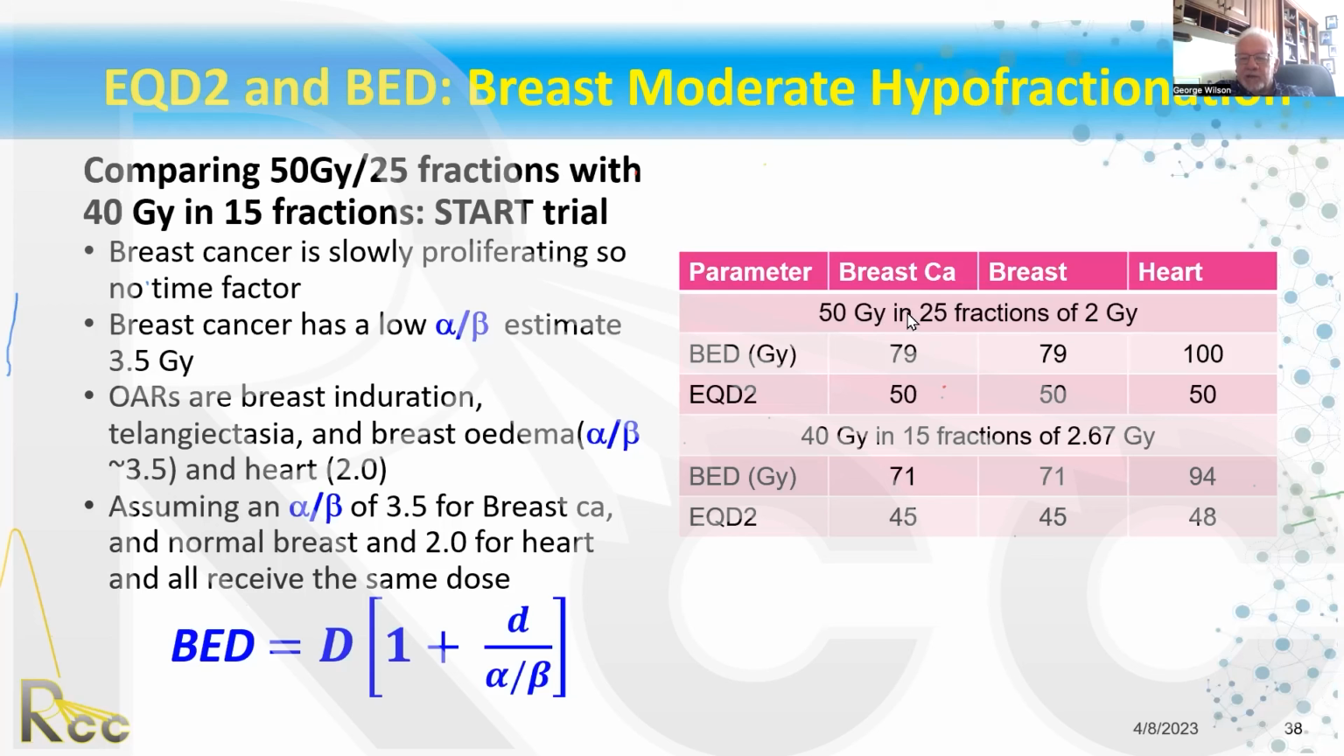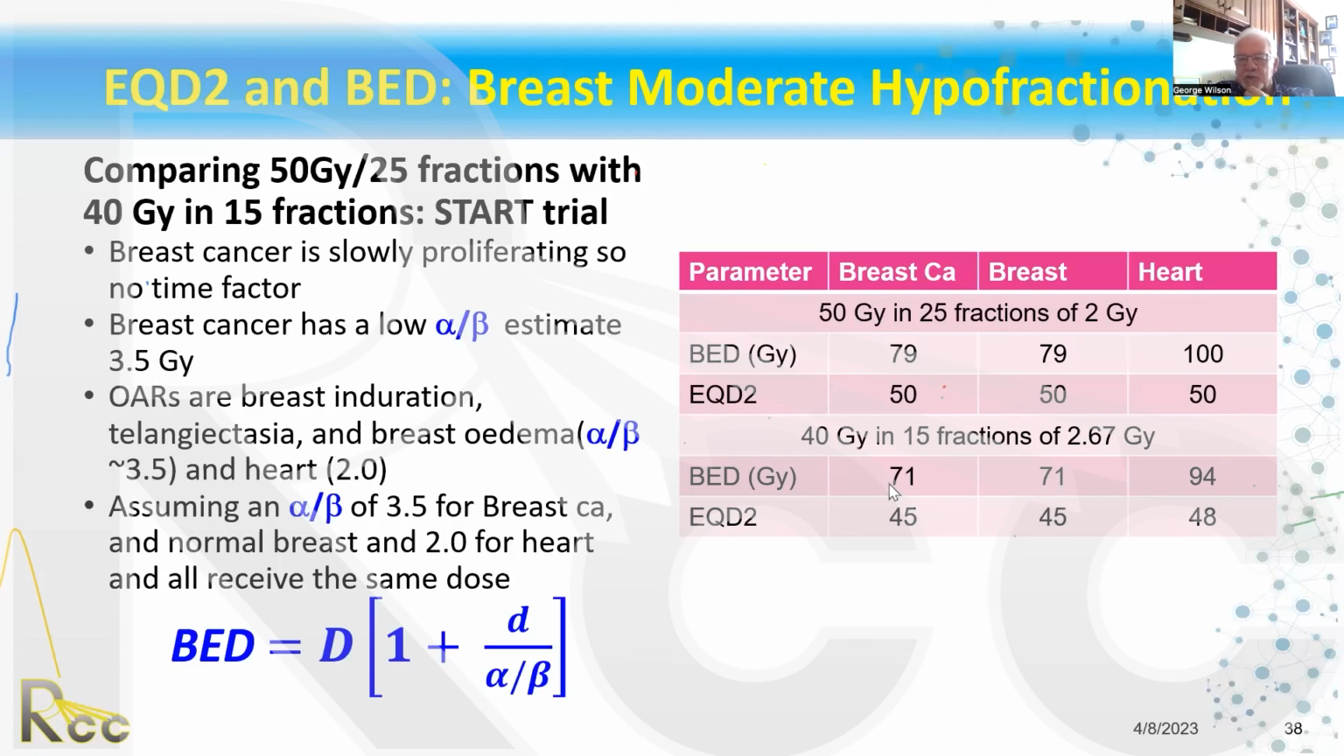50 gray in 25 fractions. Obviously, for equivalent dose in 2 gray, that's what they're going to get. But for the BED, which is now obviously changed by the alpha beta ratio, we get 79 gray to the breast cancer and the breast, and 100 gray to the heart. When we go to hypofractionation, then the equivalent dose in 2 gray is 45 to the breast and the tumor, 48 to the heart, so we've lowered it slightly.